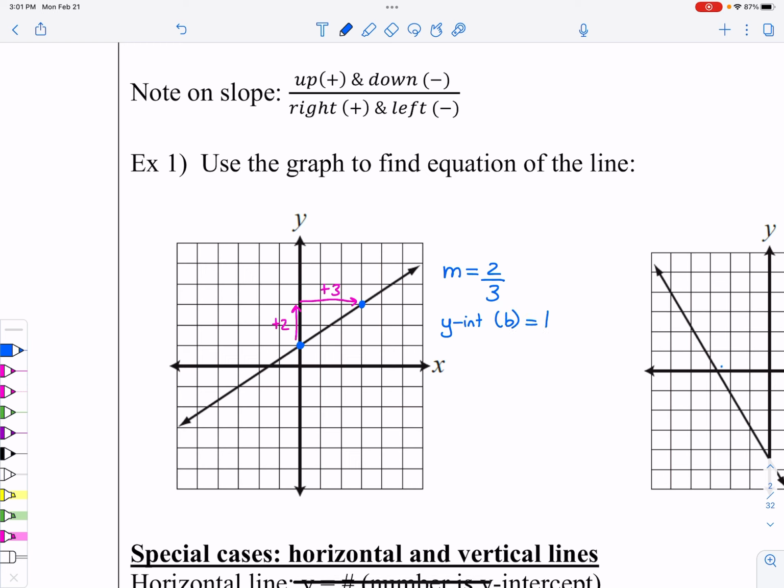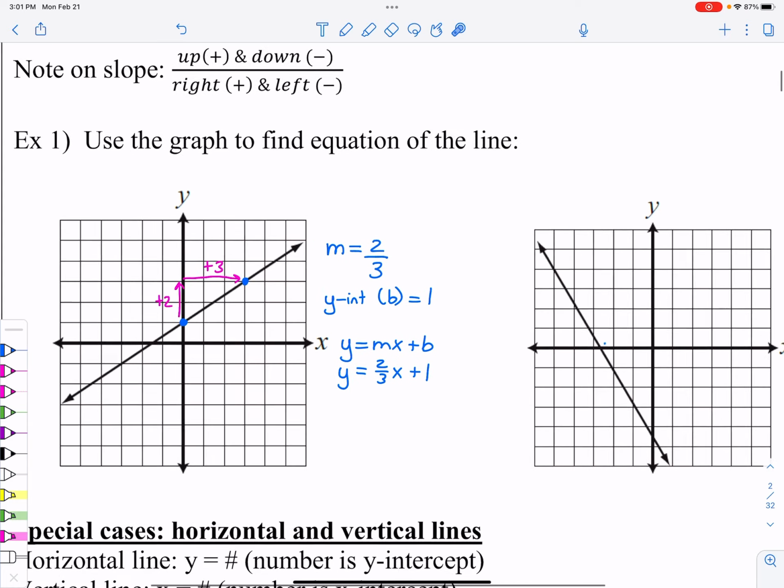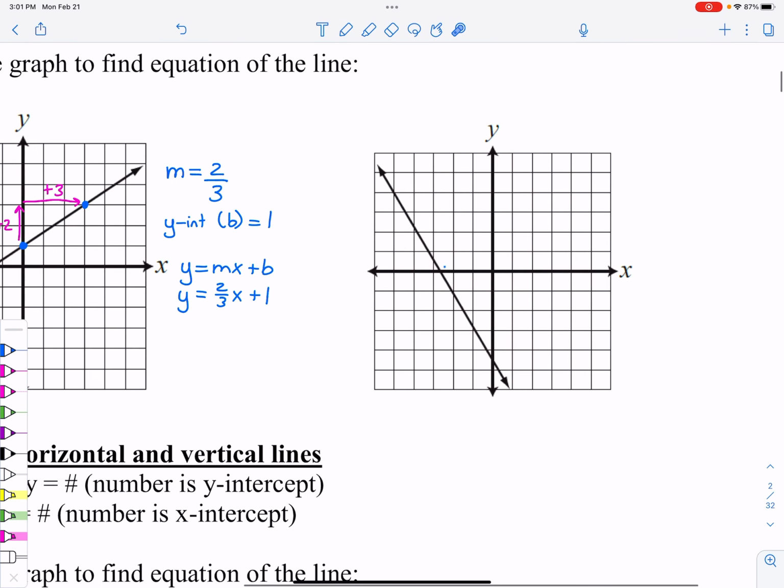So now I'm going to write out my formula. Y is equal to mx plus b, and I'm going to insert the different numbers. 2 over 3x plus 1. So my equation is y is equal to 2 over 3x plus 1. So let's try that over here. You can pause the video if you like to give it a try on your own.